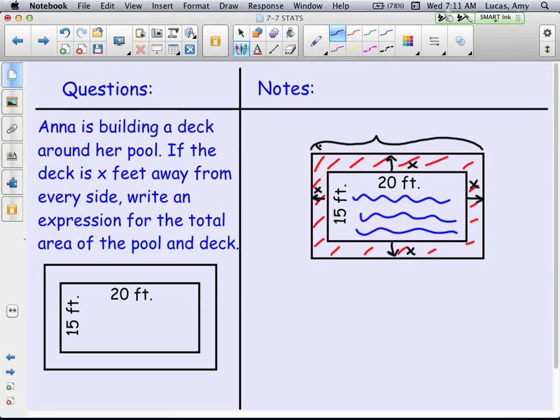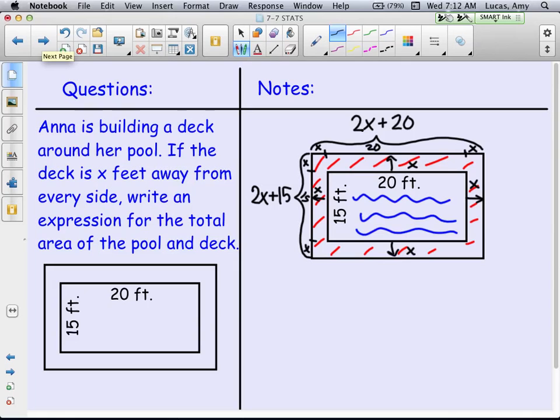So this piece right here is x, but then this piece is 20, and this piece is x. So if I add that length, I have x plus 20 plus x, so that would be 2x plus 20. Similarly, to find the distance for the width of the pool, I would have x feet, and then 15, and then another x. So it would give me 2 x's plus 15 feet for the width.